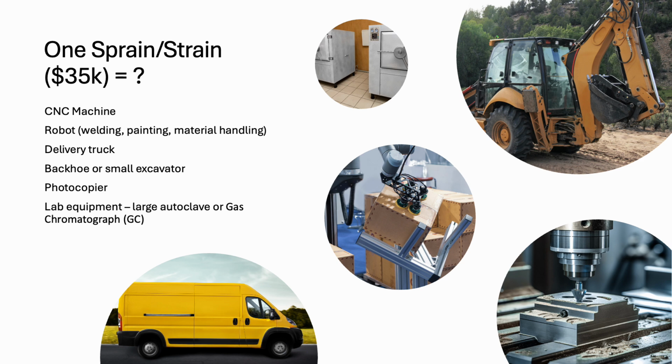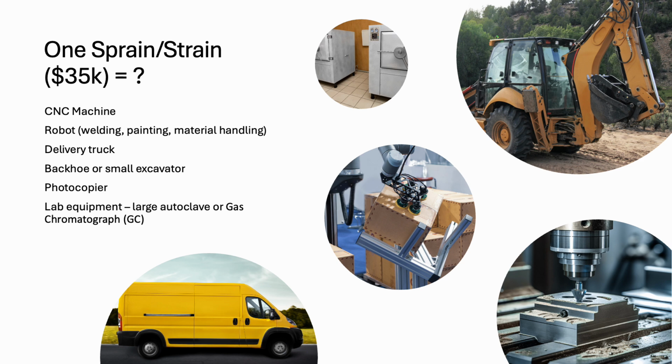A CNC machine, or a computer numerical control machine, which is used in manufacturing for cutting and shaping of materials. An industrial robot, which can be used on assembly lines for things such as welding, painting, material handling. Commercial vehicles, such as delivery trucks or vans. Medical equipment, such as some diagnostic machines like ultrasound or x-ray machines. Also construction equipment, such as a small excavator or a skid steer loader or a backhoe. Or a printing press, which is used in the printing industry, or high-end office equipment, such as some really advanced photocopiers or multifunction printers for large offices.